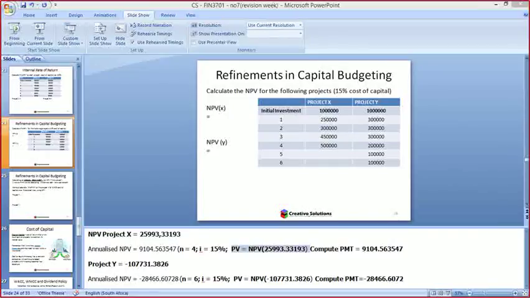2599, 3.331933, PV 15, I 4, N payment. Okay, good. All right, so that's X and Y, and that's annualizing the NPV.